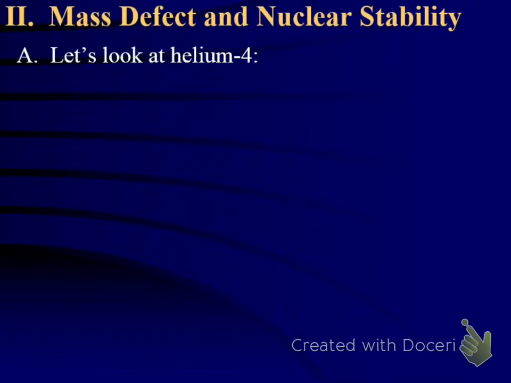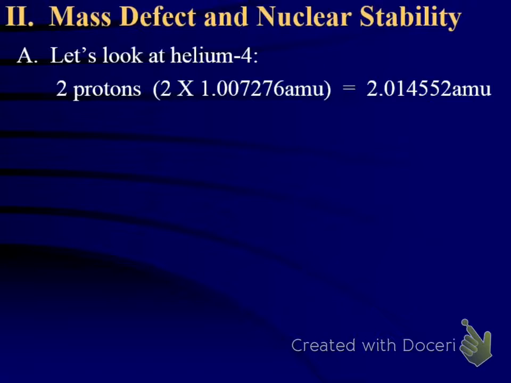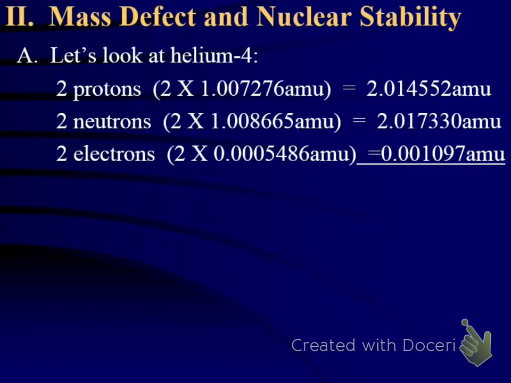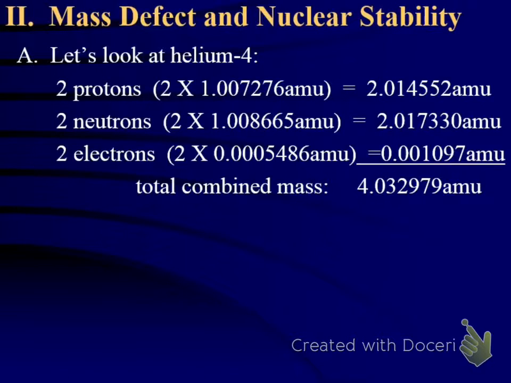Mass defect and nuclear stability. Okay. So if we look at the actual mass of what a helium atom should look like, we know it has 2 protons. How many electrons does it have? 2. Okay, and it also has 2 neutrons, for helium-4, because it's got a mass number of 4. If we add all that up, we should get a total mass of 4.03 and some change.